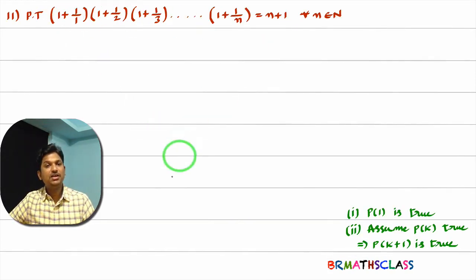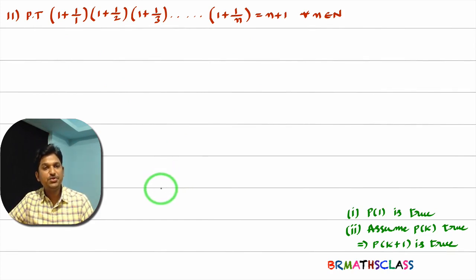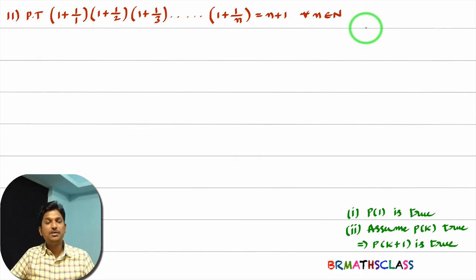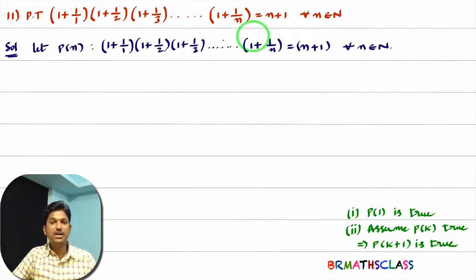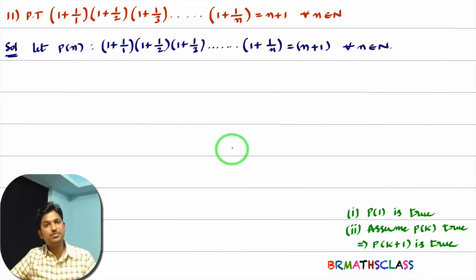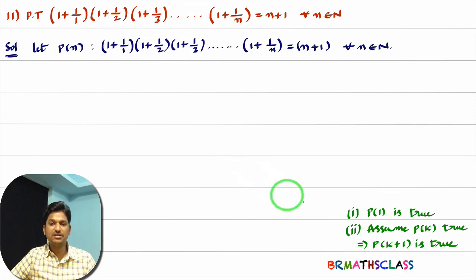Observe this second question. We need to prove this statement by using the principle of mathematical induction. You observe here, we need to prove this by using the principle of mathematical induction. First, I'll take the given statement as p of n. To prove this statement, we need to prove two things. First, we will prove p of 1 is true. Second, by assuming p of k is true, we will prove p of k plus 1 is true. First, let me prove p of 1 is true.